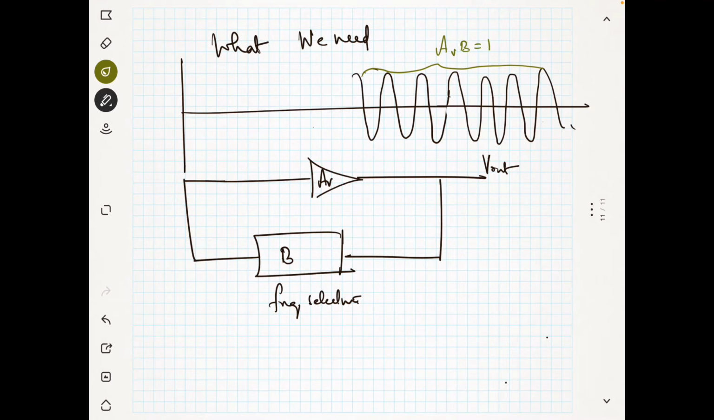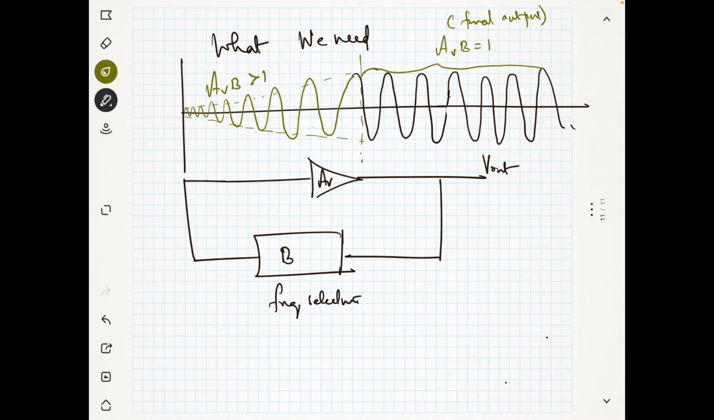If Av into B is equal to 1 at the final stage, the final output, right? So at the final stage Av into B should be 1. But initially we have only a very small voltage due to thermal noise, so we need to amplify that voltage. For that, our oscillation should increase like this. You see the exponential increase here. So initially we need Av into B greater than 1, and after some point onwards we need Av into B equal to 1. So this should be our V out.